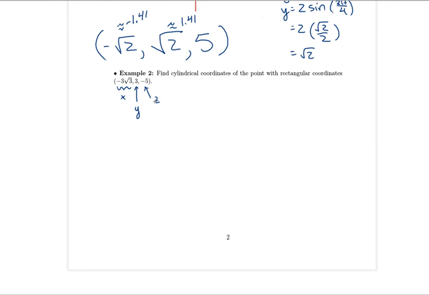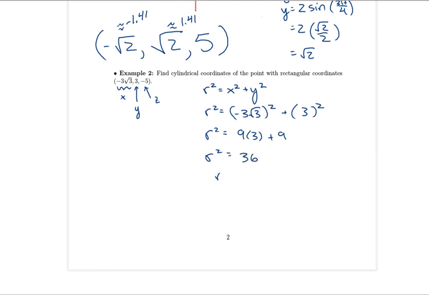Okay, so what do we know? We know that r squared is equal to x squared plus y squared. So that means r squared is negative 3 roots of 3 squared plus 3 squared, which is 9 times 3 plus 9, which is equal to 36. So r is equal to 6.